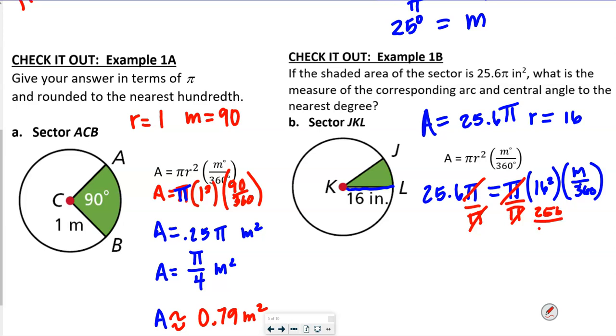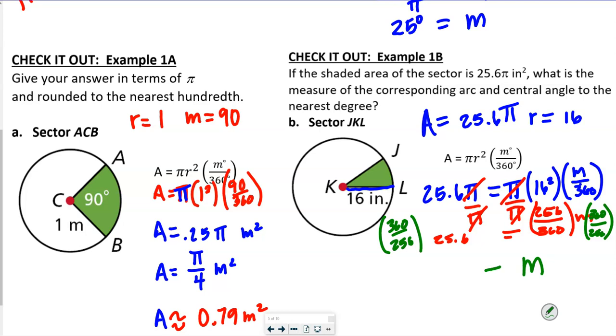Remember, we said we were going to put it over the 360 so we could leave our m by itself. Times m, and that's all going to be equal to 25.6, right? Now we're going to multiply by the reciprocal, okay? So we're going to multiply over here by 360 over 256, and multiply over here by 360 over 256. Now, once again, I would just put 360 over 256 in parentheses and multiply it times 25.6, okay? And if you do that, it makes it pretty easy. So when you do this, our measure, which is the only thing that's left over there, is 36 degrees. Okay? Little practice goes a long way with this stuff, y'all.